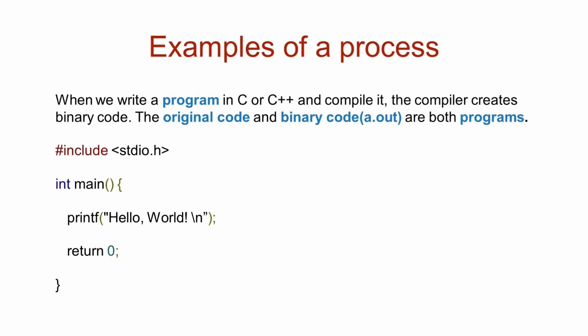Suppose you write any C program or C++ program. After writing, you compile your program using some compiler. Now this compiler will generate binary code. Notice that the original code and the binary code both are programs. The executable is a program. The executable will become a process when you actually run the binary code.